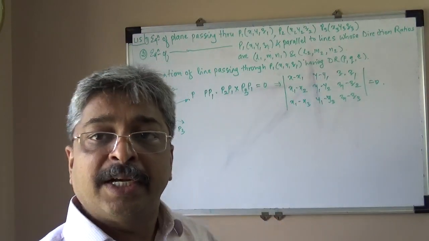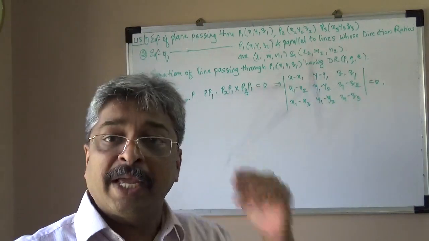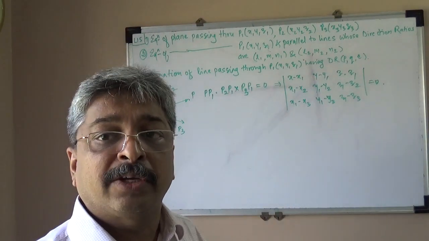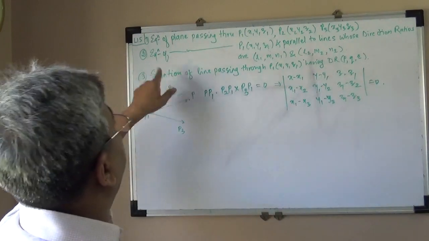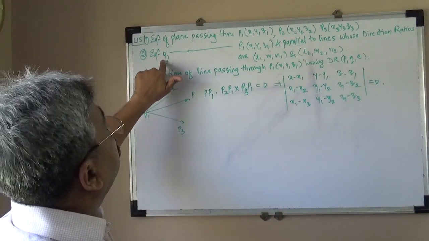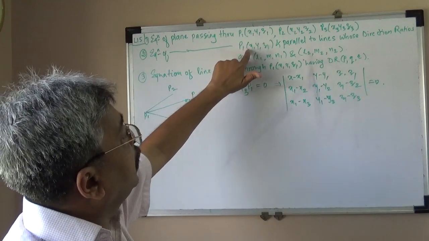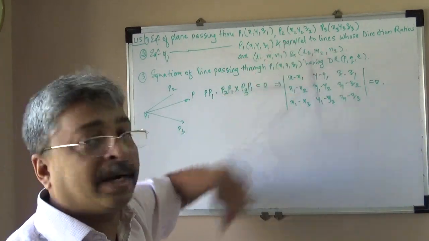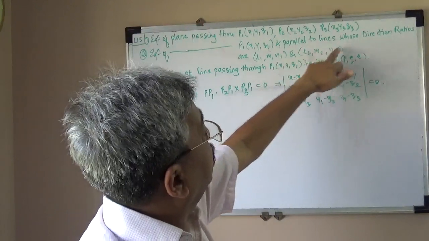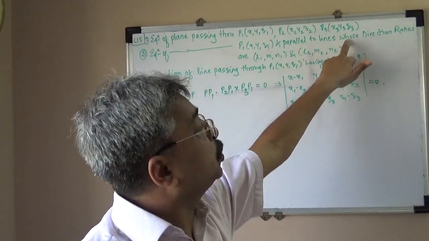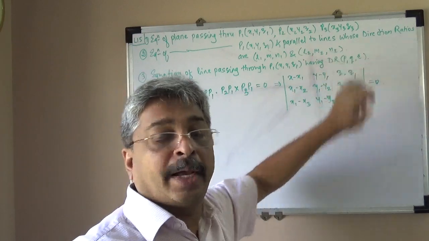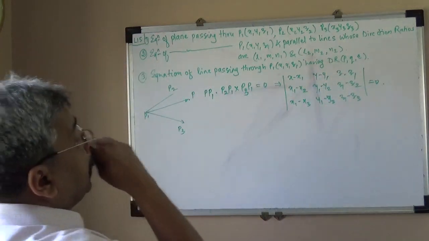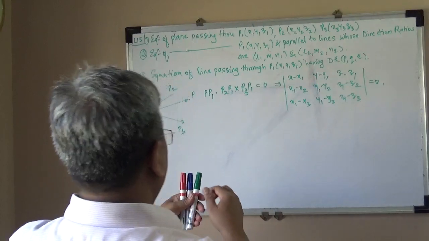We should leave it at this stage. If required, we can do the calculations when it comes to numerical calculations and get the equation of plane. Now, what will be the change in this? Question number 2. Equation of plane passing through P1 (x1, y1, z1) and parallel to the lines whose direction ratios are L1, M1, N1 and L2, M2, N2. So only these two rows are going to change.